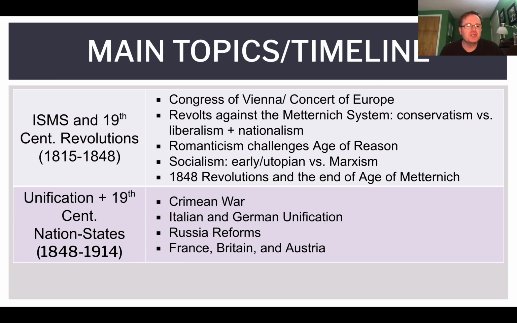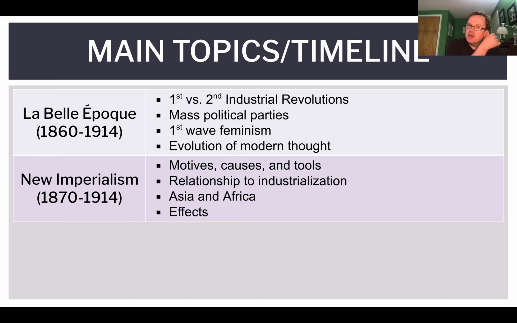Unification and centralization of nation states. So clearly, the Italian and German unification movements, reforms in Russia, and how France, Britain, and Austria develop on their own. La Belle Époque, which is this era from 1860 to 1914. If you see that term, that's what it's referring to.